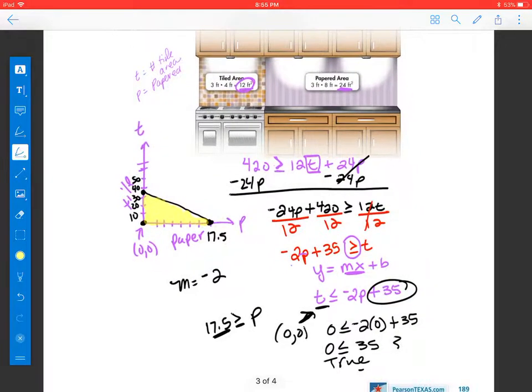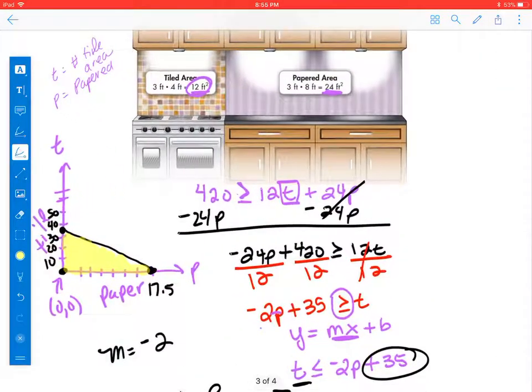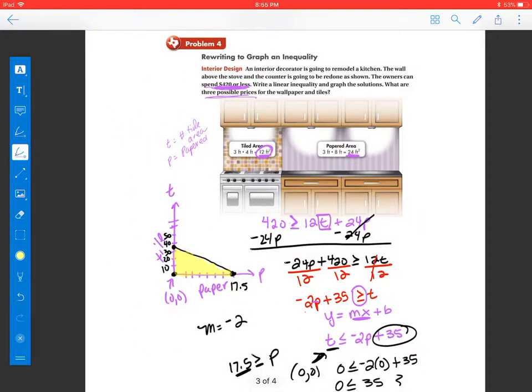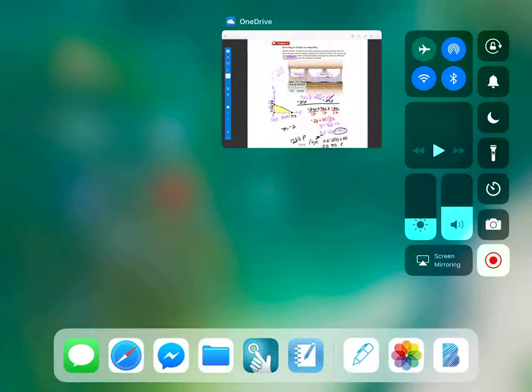Pretty simple and straightforward, not too bad. That's how it should look on the graph, and that's what our equation should look like. And we're done. I will see you in the next video.